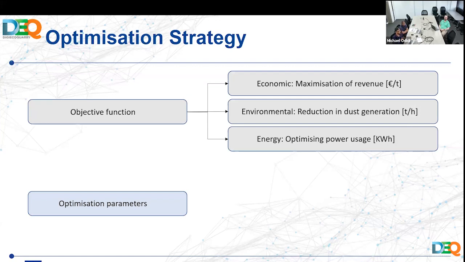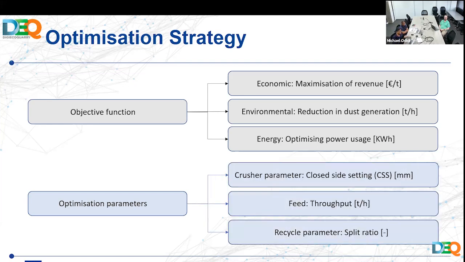So you have your economic sphere, where you're looking at the maximization of your revenue. You have your environmental sphere, where you may be looking at the generation of dust. So you're looking at perhaps reducing the amount of dust that is generated in the crusher. Then you have your energy as well, where you may want to optimize the energy usage of your crusher and try and make it as efficient as possible.